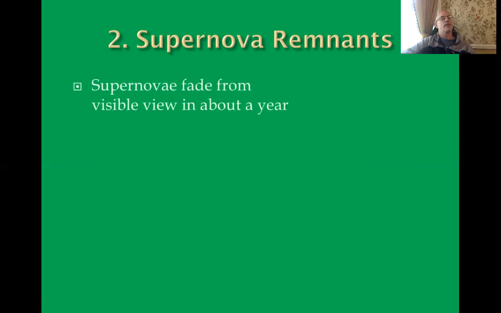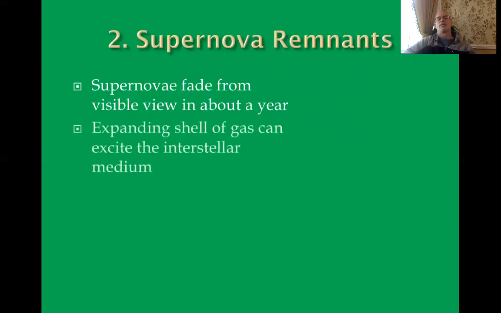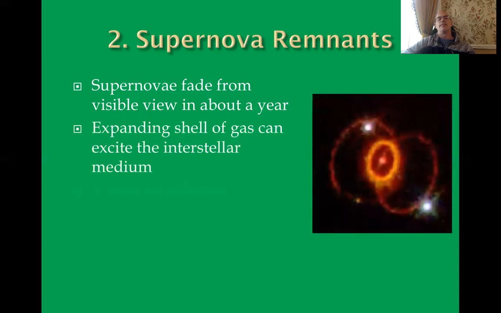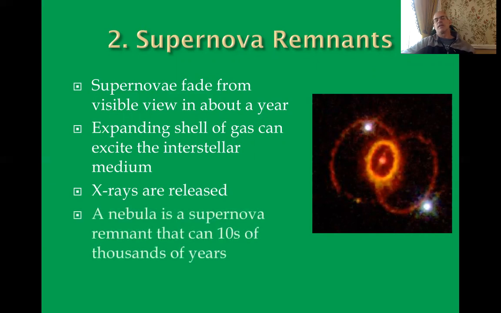Okay, so now that we know how to calculate the distance using light curves, let's talk about supernova remnants. Well, supernovae fade from visible view in about a year. So even the brightest supernovae probably were only visible maybe for a year or so. However, the expanding shell of gas can excite the interstellar medium and release X-rays. And so a nebula, which we talked about a few lessons ago, is a supernova remnant that can last literally tens of thousands of years.